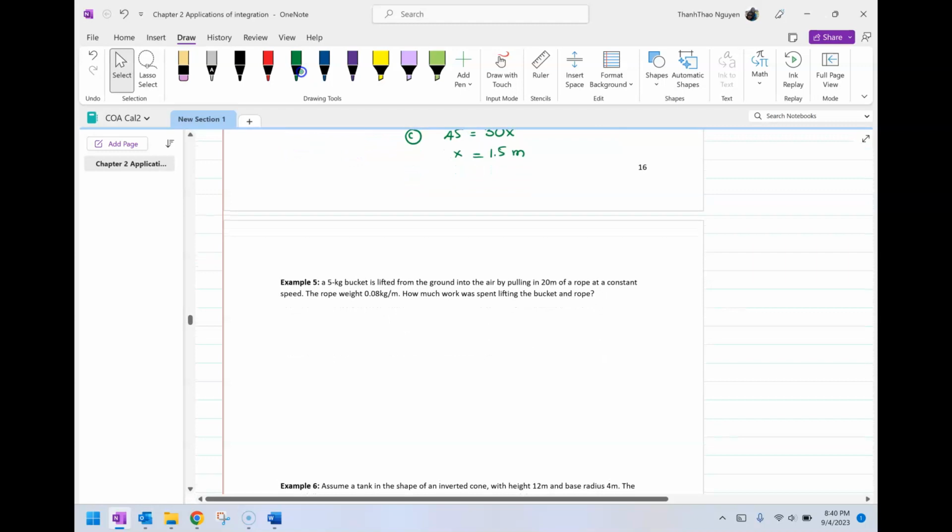Take a look at the next example. A 5 kilogram bucket is lifted from the ground into the air by pulling in 20 meters of rope at a constant speed. Okay, so let's draw this picture.